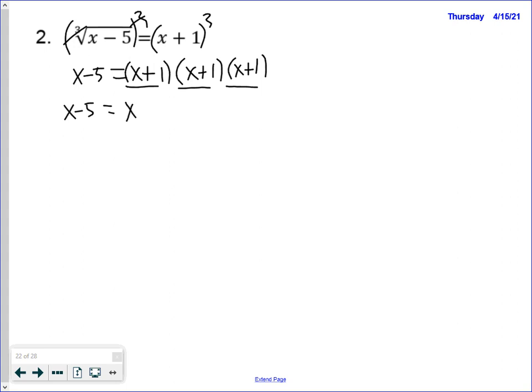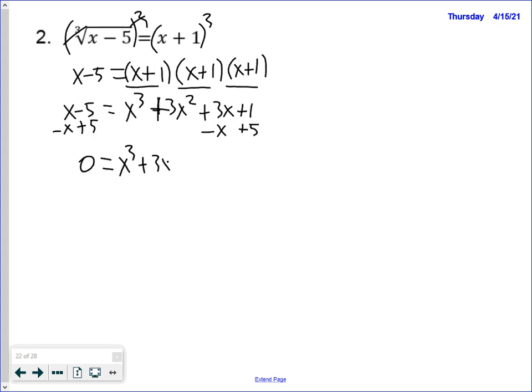That's going to give you x cubed plus 3x squared plus 3x plus 1. Just multiply them all together, FOIL it all out, and you get x cubed plus 3x squared plus 3x plus 1. And now we're going to add like terms and add 5 and minus x to the other side to give us 0 equals x cubed plus 3x squared plus 2x plus 6.